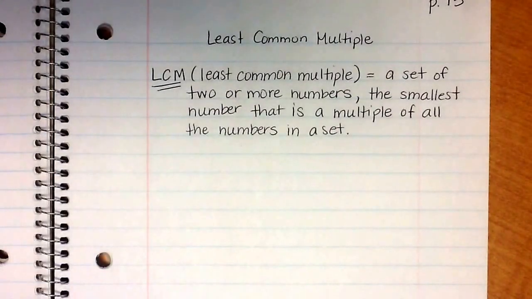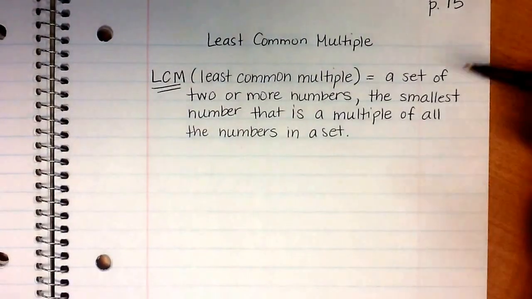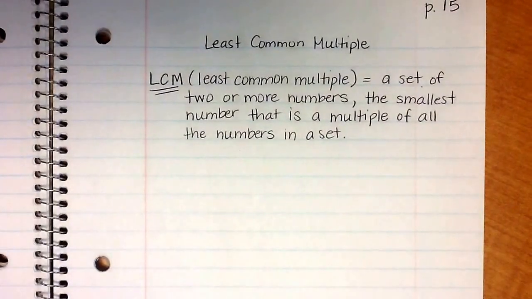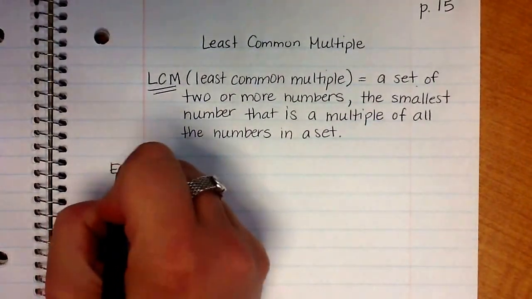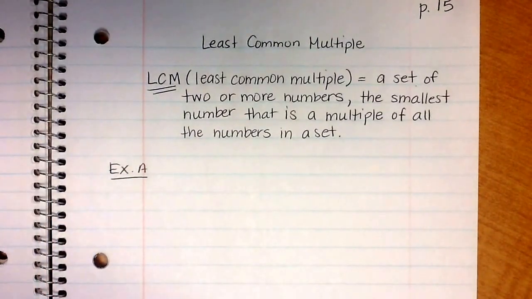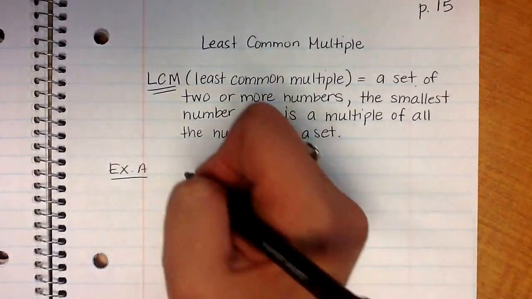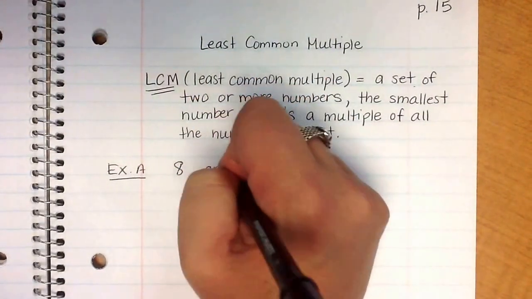So the least common would be a number that is the lowest number in common within that set of numbers of two or more numbers, and it has to be a multiple of both of the numbers. So let me give you an example to show you what that looks like. This is example A. And I am going to work on finding the least common multiple of 8 and 10.